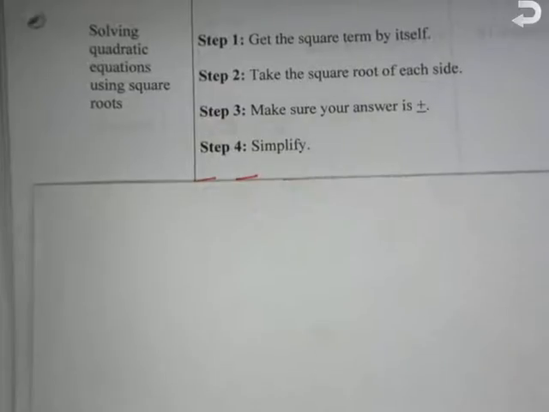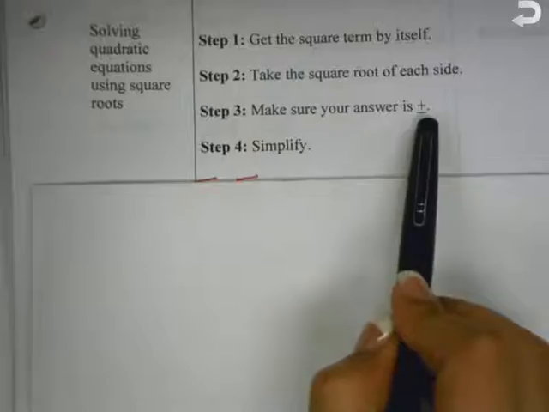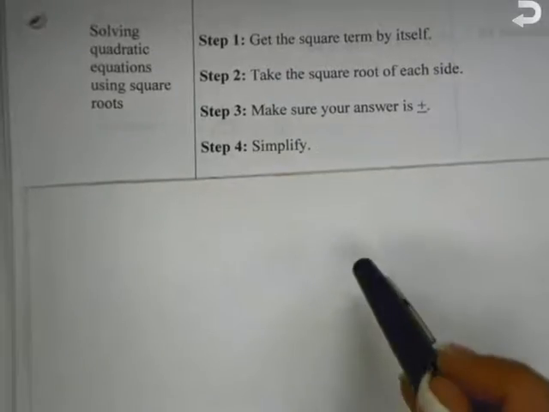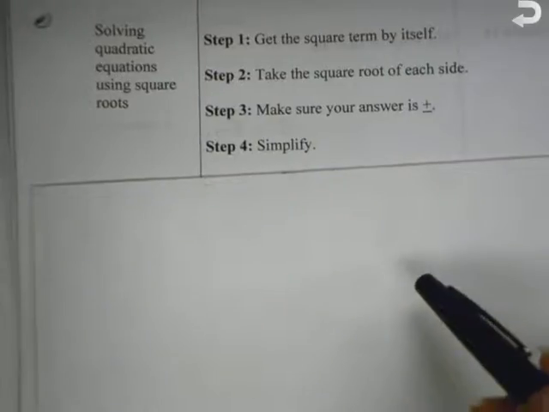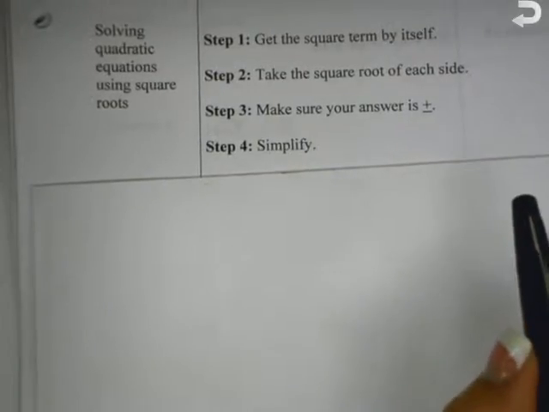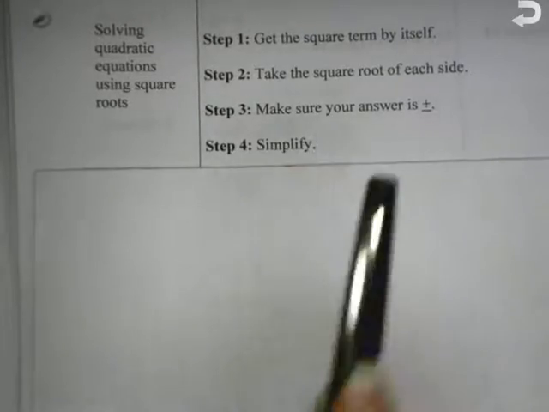Now, whenever we are taking the square root, we have to make sure to write our answer as a plus or minus, right? Because if we take the square root of something, and we actually did it in example 10 already, and we'll go over that again, the positive answer works, but the negative answer also works, correct? Okay? And then we simplify if we have to, or if we can.